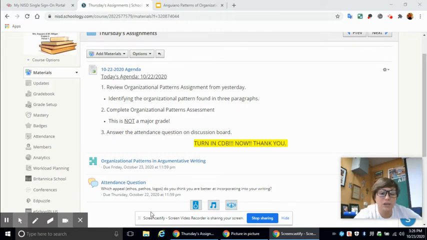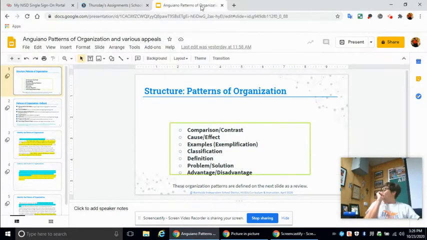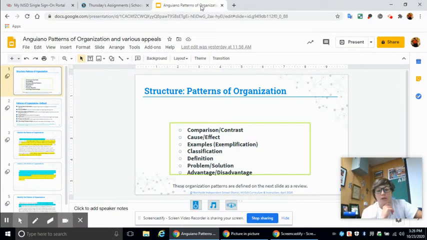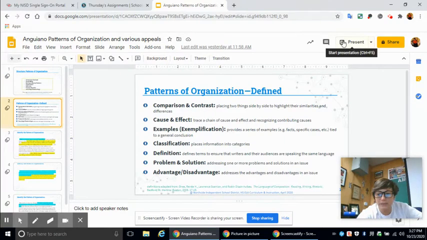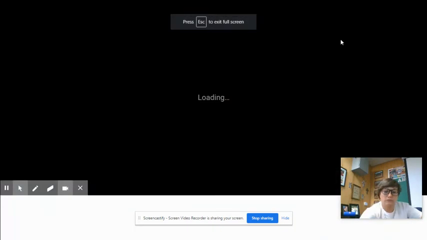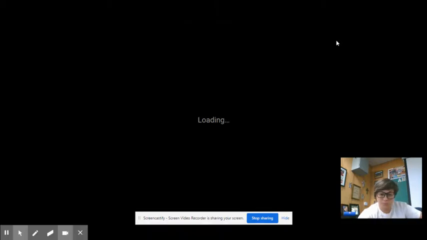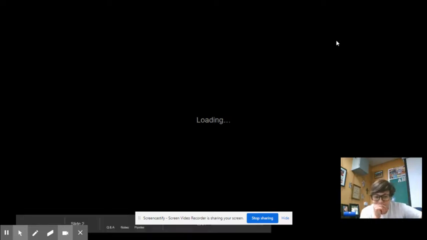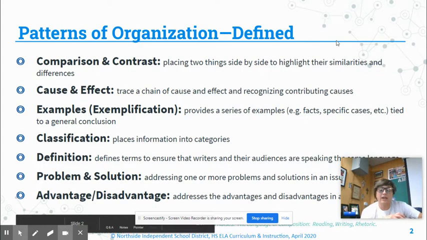Okay. All right. So this was what the organizational patterns assignment looked like yesterday. So I gave you 2 slides to kind of tell you what each pattern was, and then the second slide was to define each pattern. Let me make this a little bigger. Okay, so here are the definitions of each one of the patterns of organization.